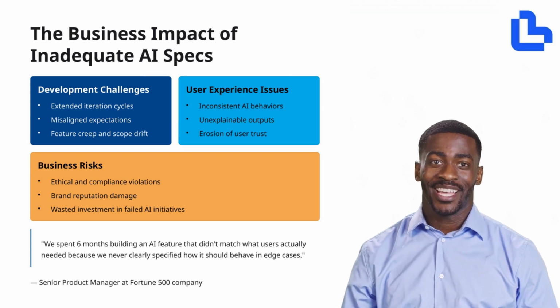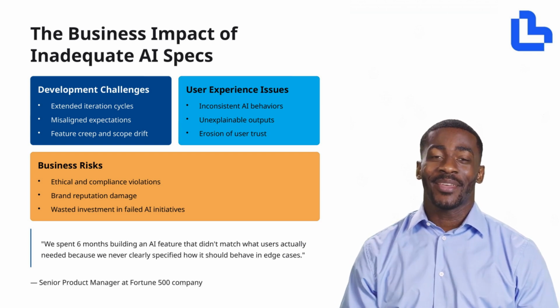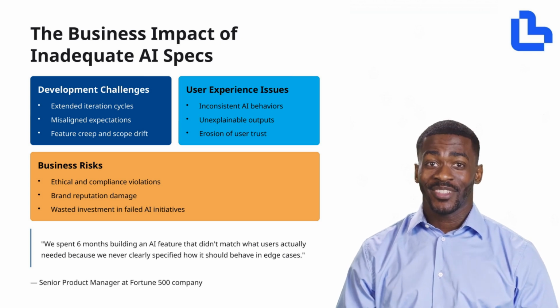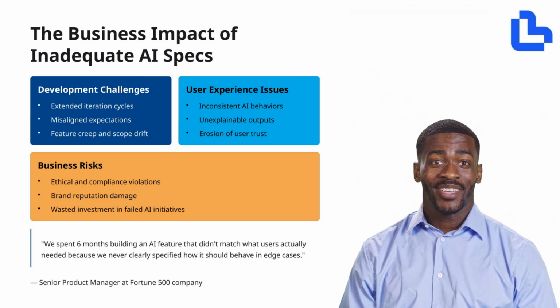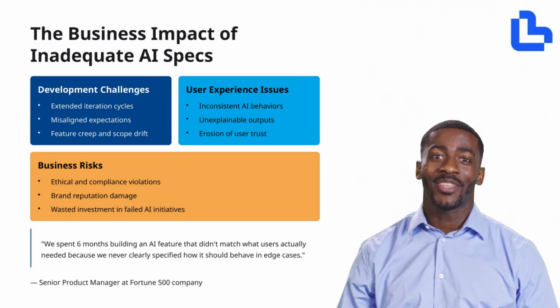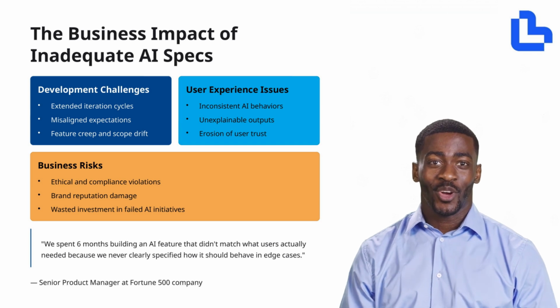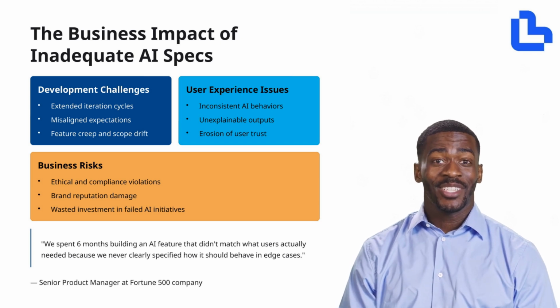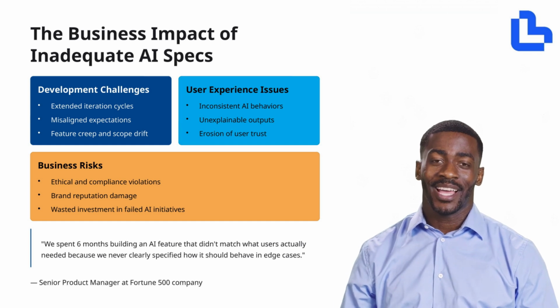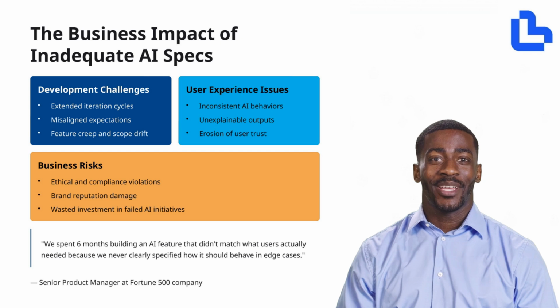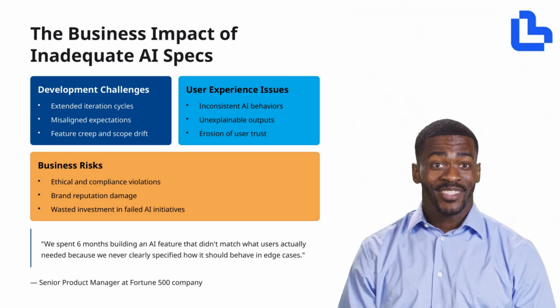And when users can't understand or predict how the AI will behave, they're less likely to adopt it, no matter how powerful it is. Then there are the business risks. Ethical and compliance violations can arise if the AI behaves in biased or opaque ways. Brand reputation can suffer if users feel misled or harmed. And perhaps most painfully, companies can waste significant investment on AI initiatives that ultimately fail, not because the technology didn't work, but because the team never clearly defined what success looked like.